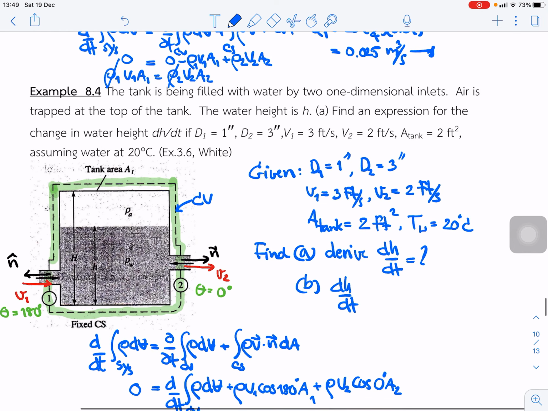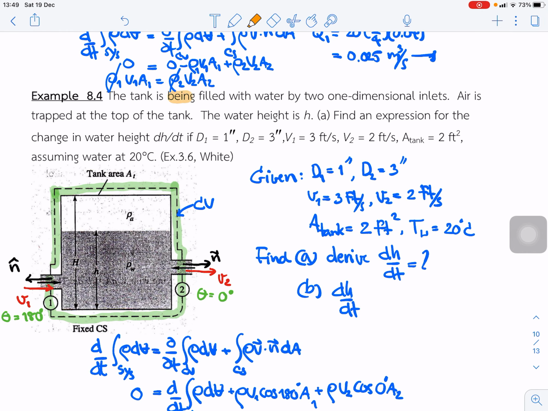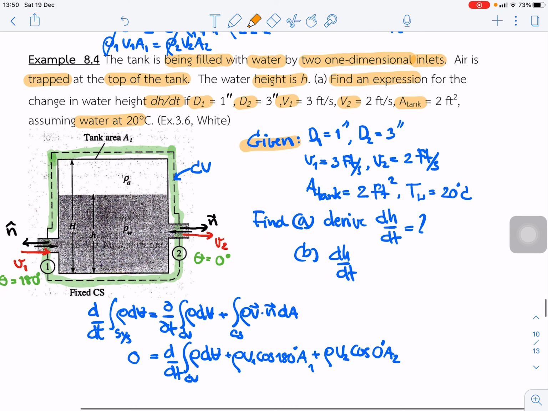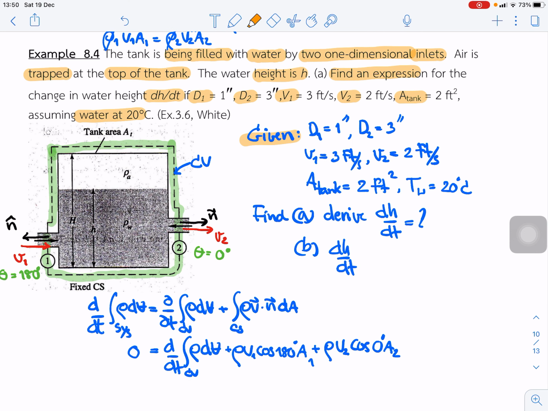The next example: a tank is being filled with water by a two-dimensional inlet. Air is trapped at the top of the tank. Water height is h. Find an expression for the change of water height, dh over dt, if d1 is 1 inch, d2 is 3 inch, with v1, v2 and the tank area given. Assume the temperature of water is 20 degrees Celsius. This is the given data: d1, d2, v1, v2, A tank. You want to derive the equation for dh over dt and find its numerical value.